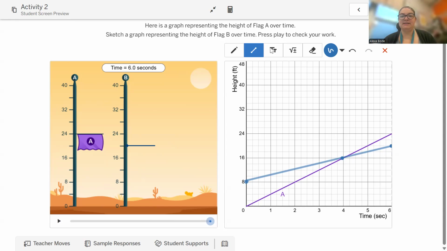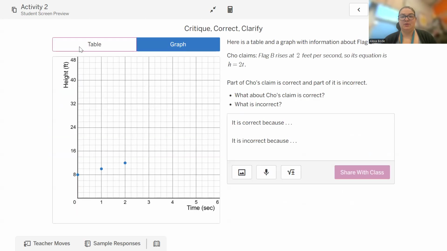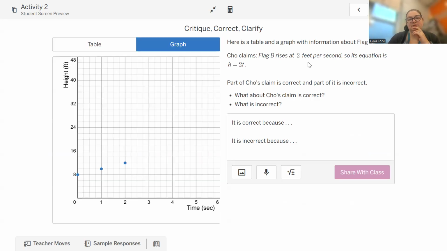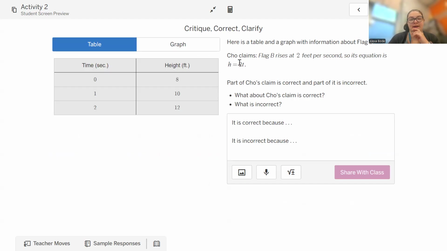Okay, so here is a table and a graph with information about flag B. Cho claims flag B rises 2 feet per second, so its equation is H equals 2t. Part of Cho's claim is correct and part of it is incorrect. What is correct and what is incorrect? So go ahead and fill this out. Cho is saying, again, 2 feet per second, and so the equation would be H equals 2t. Go ahead and answer. What part is correct? What part is incorrect?